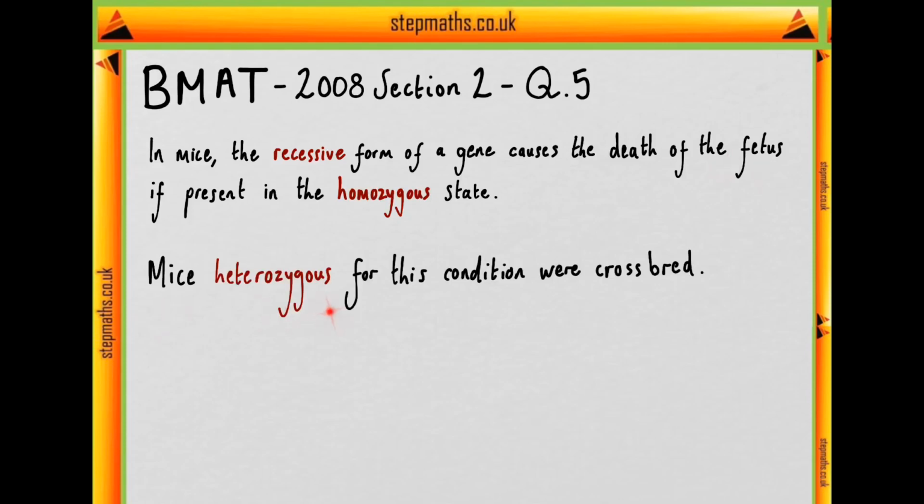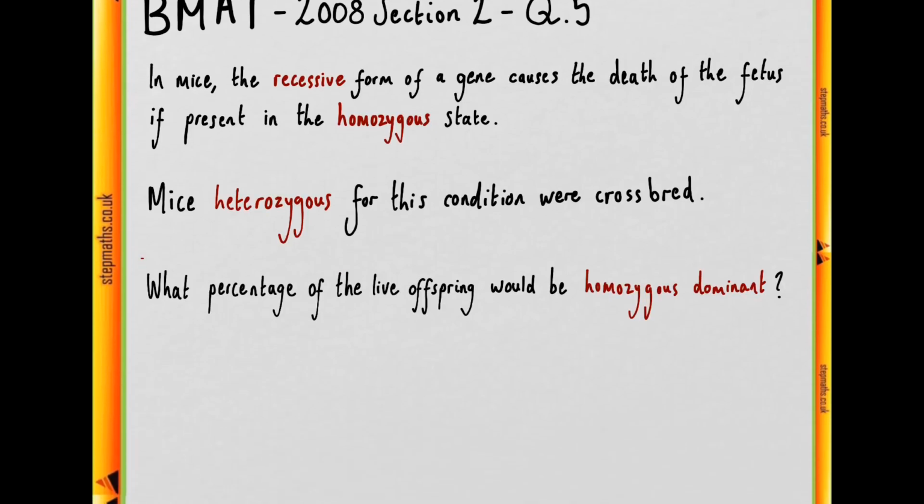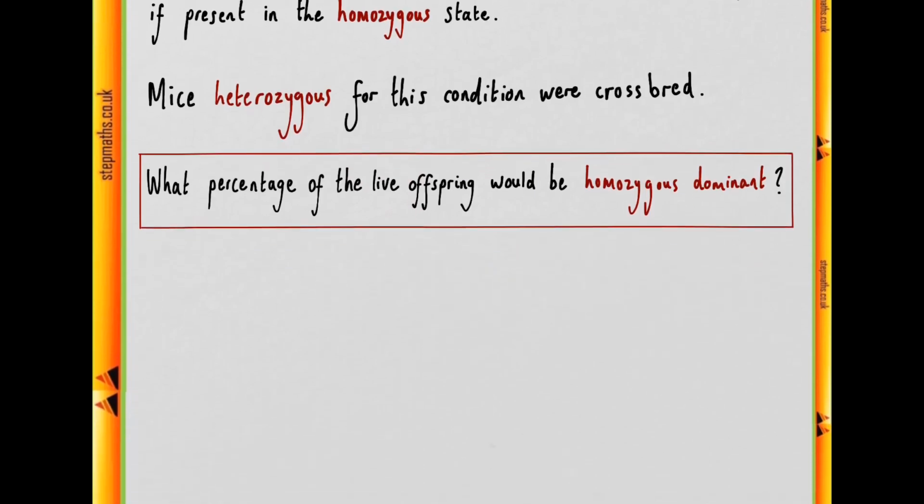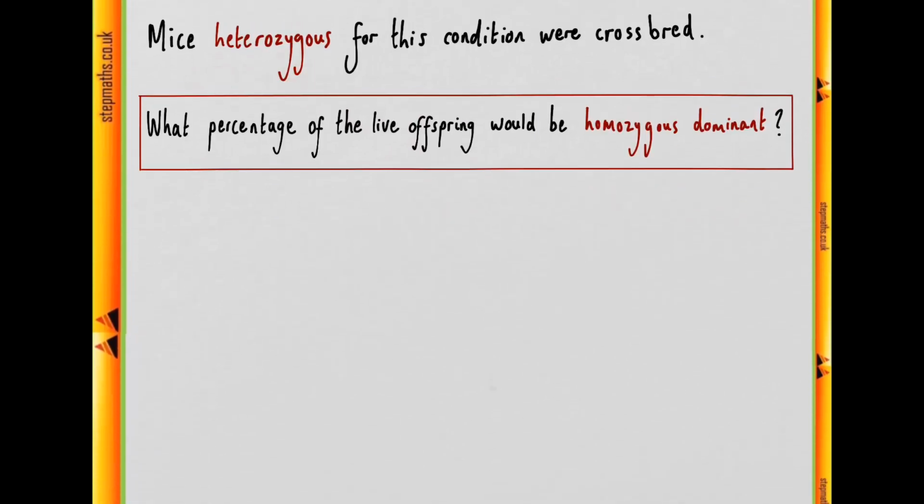We're told that mice heterozygous for this condition were crossbred. What we're then asked is what percentage of the live offspring, the key word being live, would be homozygous dominant. Well, before we get to the live offspring part, we should first do this heterozygous cross between these two individuals, so we know their genotypes.